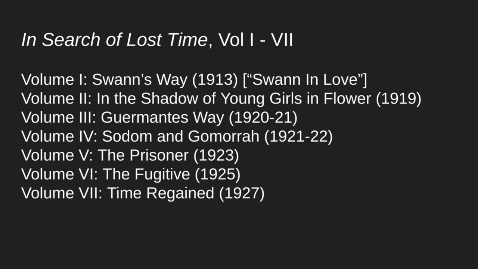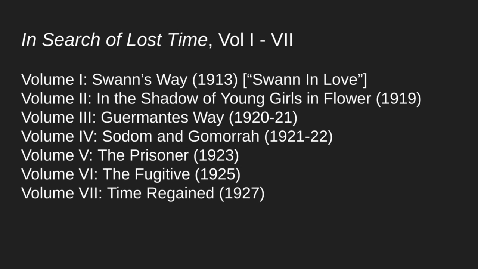Okay, so here are the 7 volumes of In Search of Lost Time. You can see here the different titles of them. The one we're going to be looking at is Volume 1, Swann's Way, which was published in 1919.